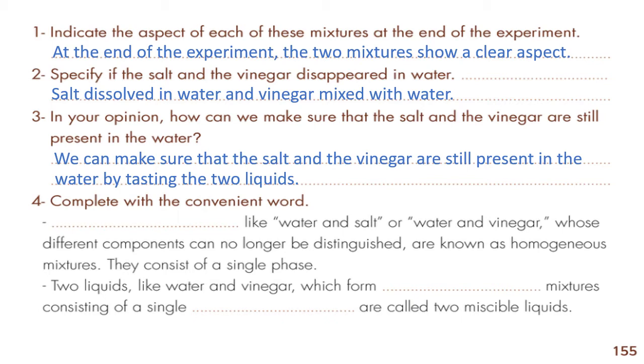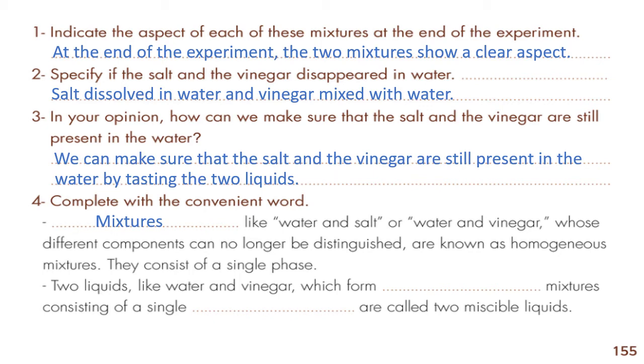Part 4. Complete with the convenient word. Like water and salt or water and vinegar. What do we call water and salt or water and vinegar? They are called mixtures because we mix the water with the salt, the water with the vinegar. Mixtures whose different components can no longer be distinguished are known as homogeneous mixtures. They consist of a single phase.